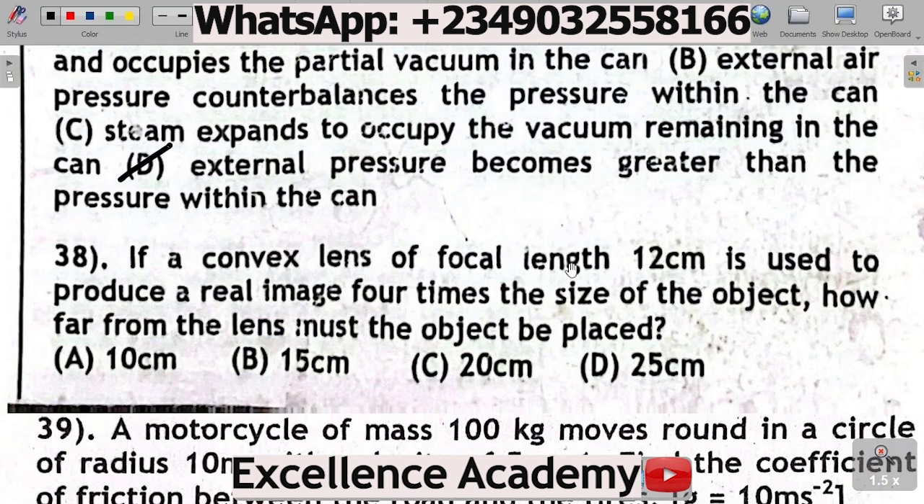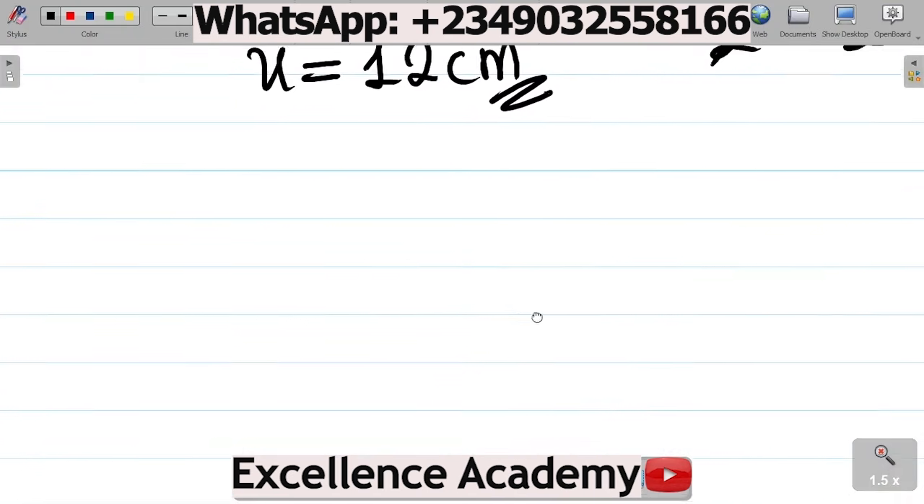Now, in this question, you have focal length as 12 cm, and they said it's used to produce a real image 4 times the size. When they say 4 times the size, what you're given here is magnification as 4. So focal length is 12, magnification is 4. You're asked to find how far from the lens must the object be placed. You have to find u, the object distance. So let's solve this question, 38. First things first, we're given focal length f as equal to 12 cm.